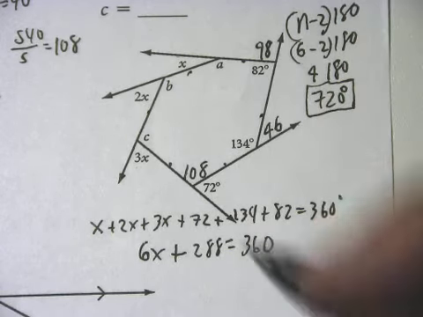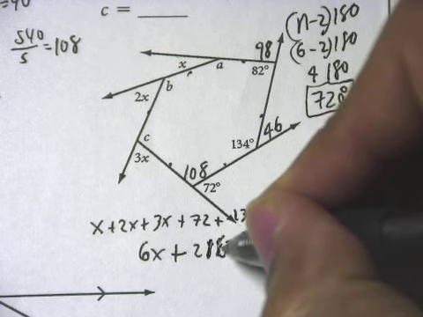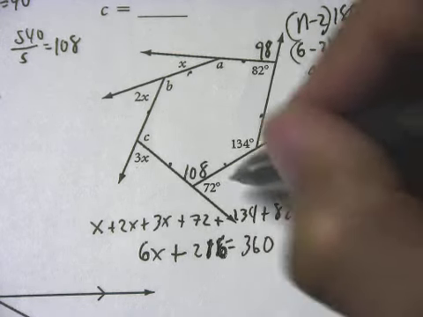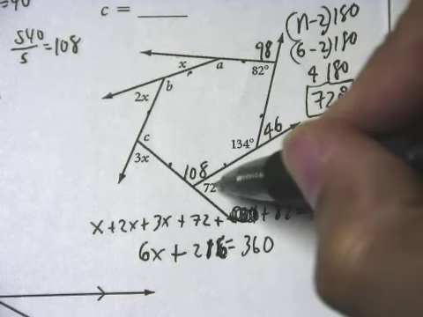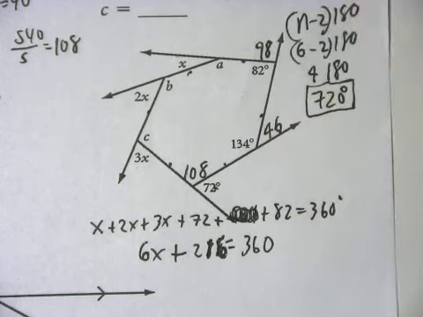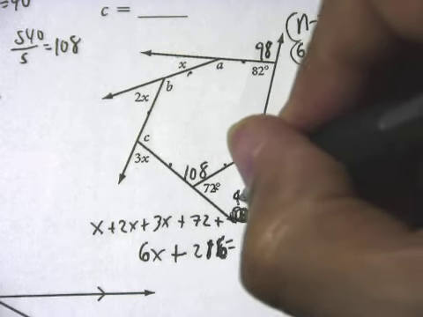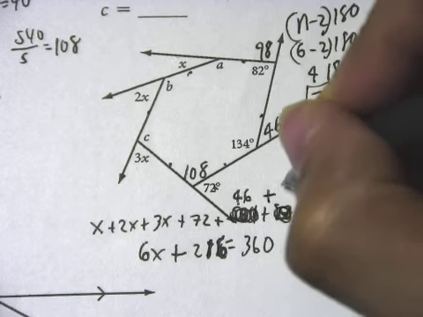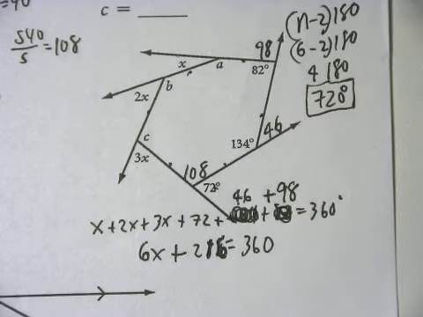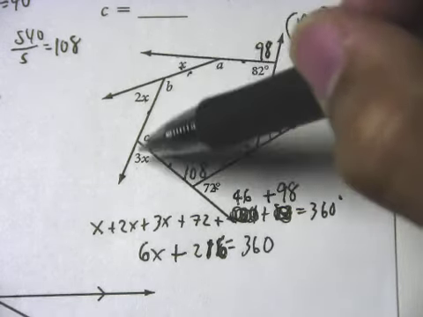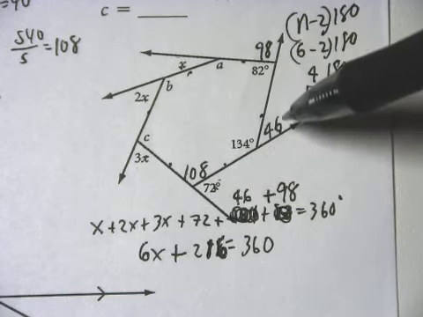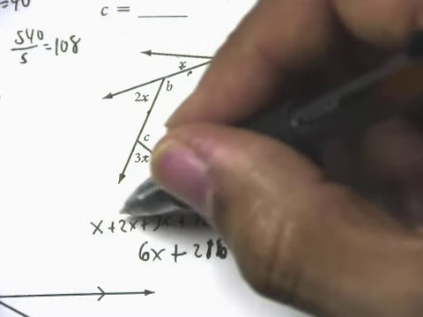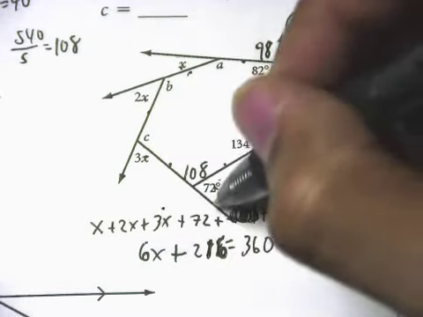Yeah, I think I made a mistake there. Did I? Let me double check my math. 72 plus 46 plus 98. Yep, it's 216. Made a mistake there. This should be 72 plus 46 plus 98. I made a mistake and added up my interior. So you've got to be careful with that.